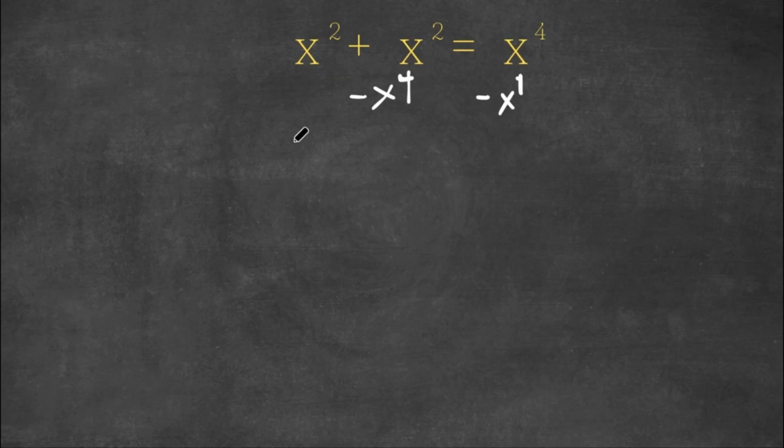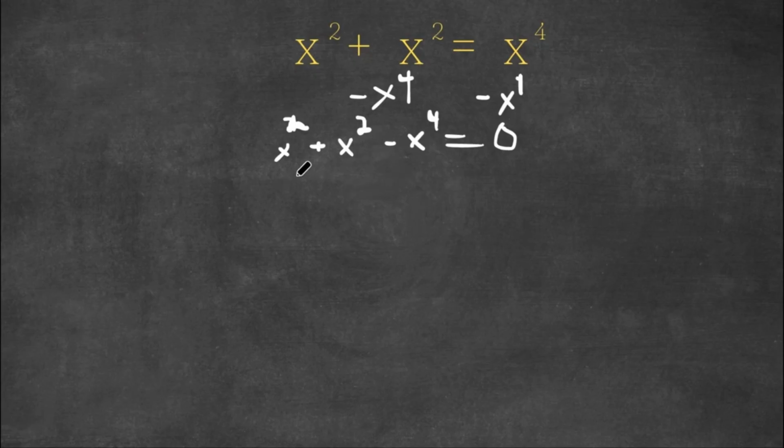So now we have x squared plus x squared minus x to the power of 4 is equal to 0.